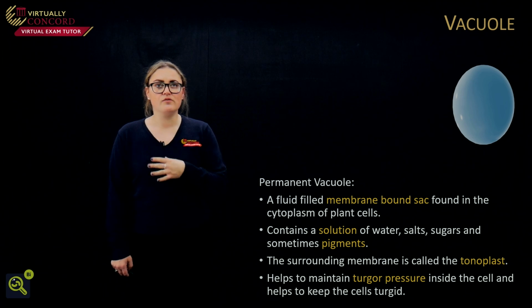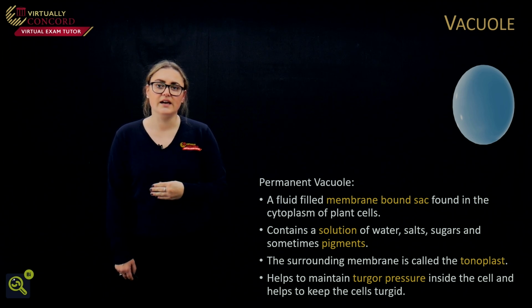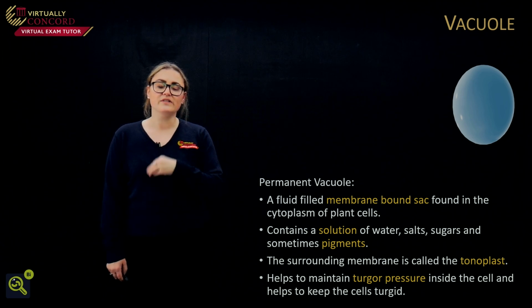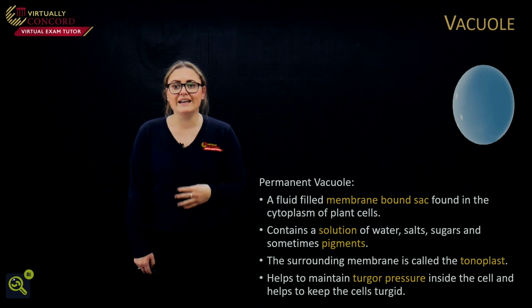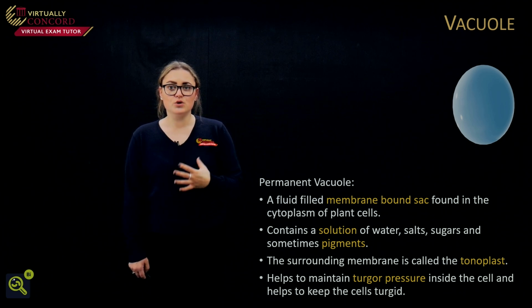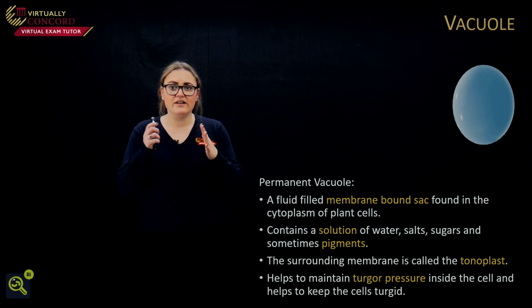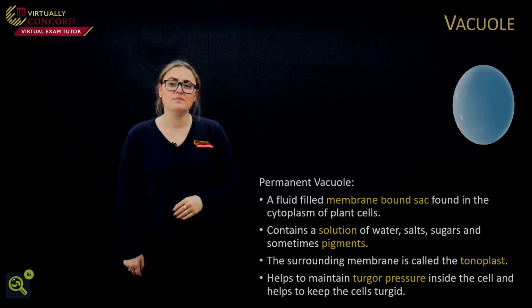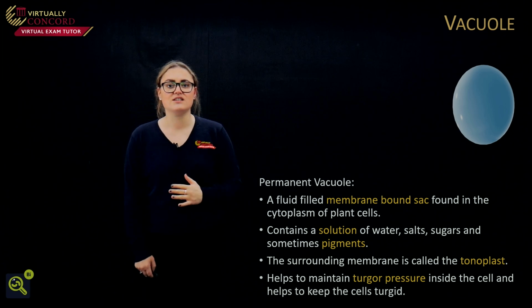Now, a vacuole's job is important in terms of pressure in the plant cell. Water from osmosis will move into your vacuole, and in doing so it creates a pressure called turgor pressure. That's like the outward pressure that helps a plant cell maintain its shape.